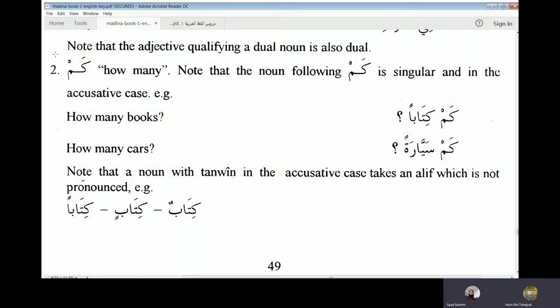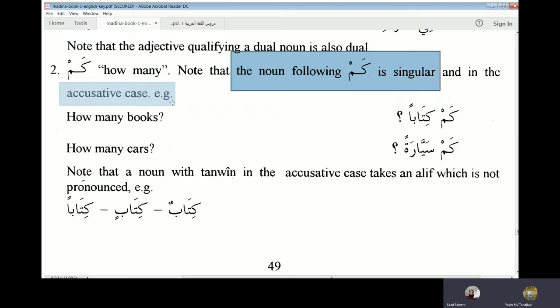Kam, how many? Note that the noun following kam is singular. Remember this point, this is very important. The noun following the word kam is always singular. You cannot use dual after kam, you cannot use plural after kam. You will always use singular. Always.